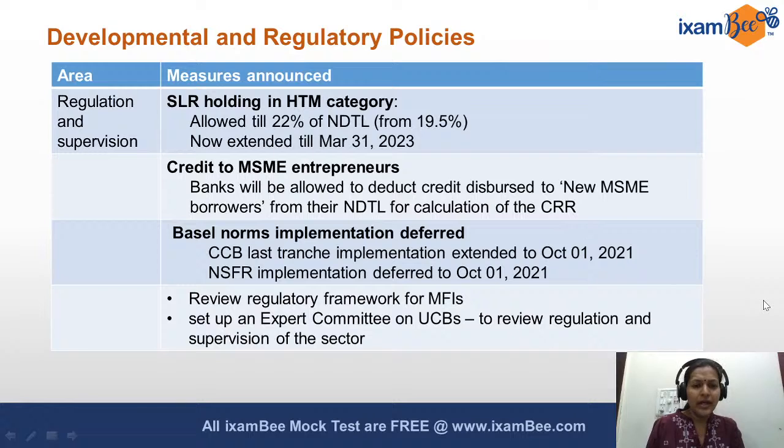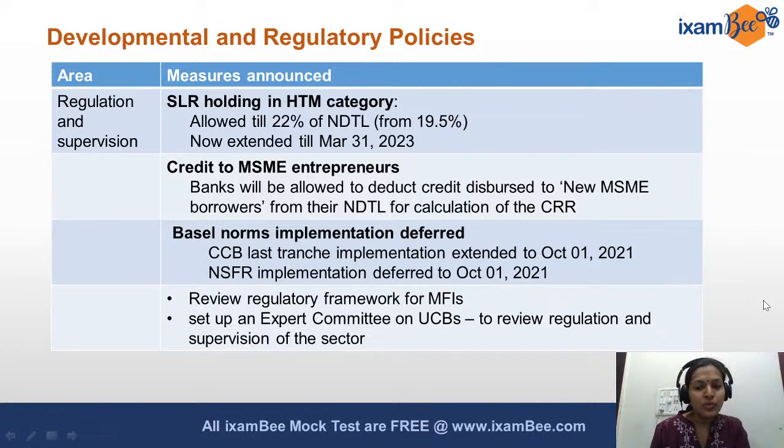Okay, moving ahead. The other points that have been mentioned, the details will follow, but RBI has said that they will be reviewing the regulatory framework for MFIs, which is what? Microfinance institutions, the institutions that lend less than 50,000 to individuals. And they will also set up an expert committee to review the regulation and the supervision related to the UCBs, the urban cooperative banks.